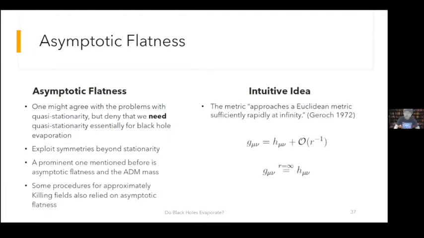Another solution typically is asymptotic flatness. We might agree that quasi-stationarity is busted as an idealization, and we don't need it, because we can use asymptotic flatness instead to give us the conservation law, as Carol mentioned just now. So we use the asymptotic flat property of stationary spacetime, but not the stationary property of stationary spacetime, essentially. And that means we can get around the argument that I provided just now. The intuitive idea is that the metric approaches the Euclidean metric sufficiently rapidly at infinity. So something like this.